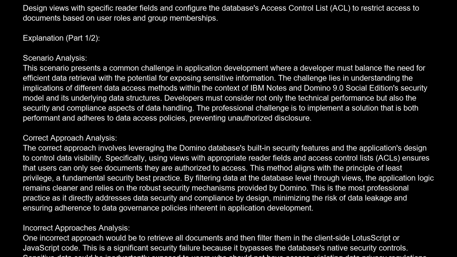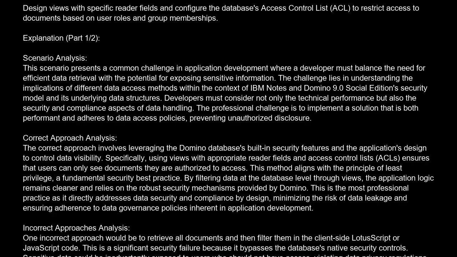Explanation. Scenario analysis. This scenario presents a common challenge in application development, where a developer must balance the need for efficient data retrieval with the potential for exposing sensitive information. The challenge lies in understanding the implications of different data access methods within the context of IBM Notes and Domino 9.0 Social Edition security model and its underlying data structures. Developers must consider not only the technical performance, but also the security and compliance aspects of data handling. The professional challenge is to implement a solution that is both performant and adheres to data access policies, preventing unauthorized disclosure.